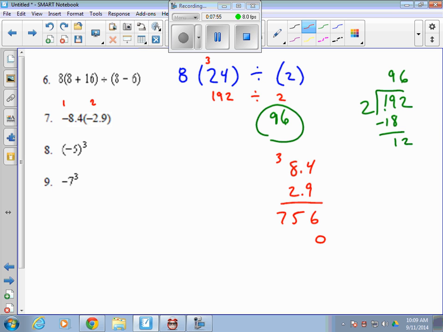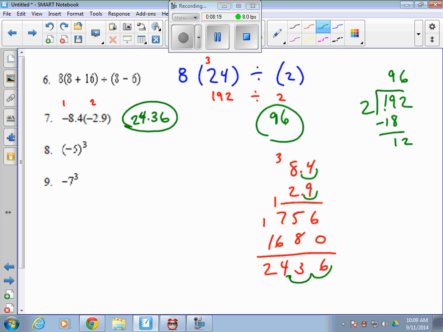Put your 0 placeholder. 2 times 4 is 8. 2 times 8 is 16. Add those up. 6, 5, and 8 is 13. 7 and 6 is 13, plus 1 is 14. Carry your 1. 1 and 1 is 2. Then you have to see how many decimal places. 1 time, 2 times. When you move the decimal twice, you have the answer for number 7, 24.36.